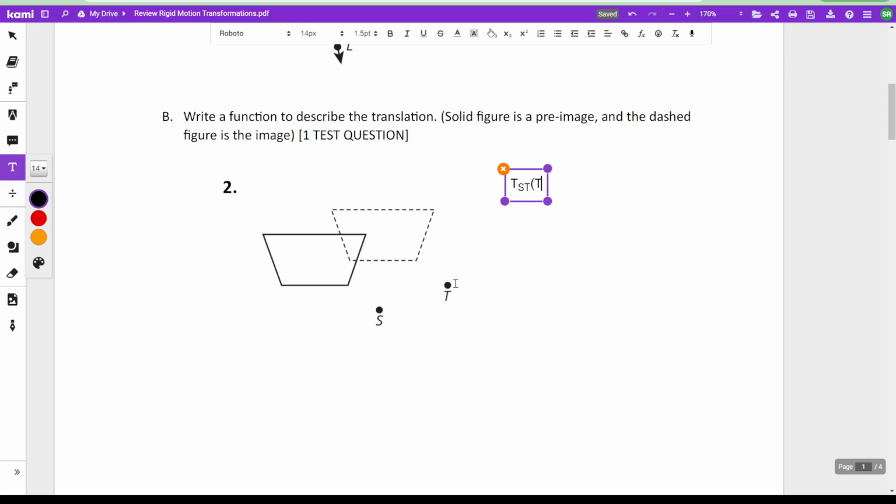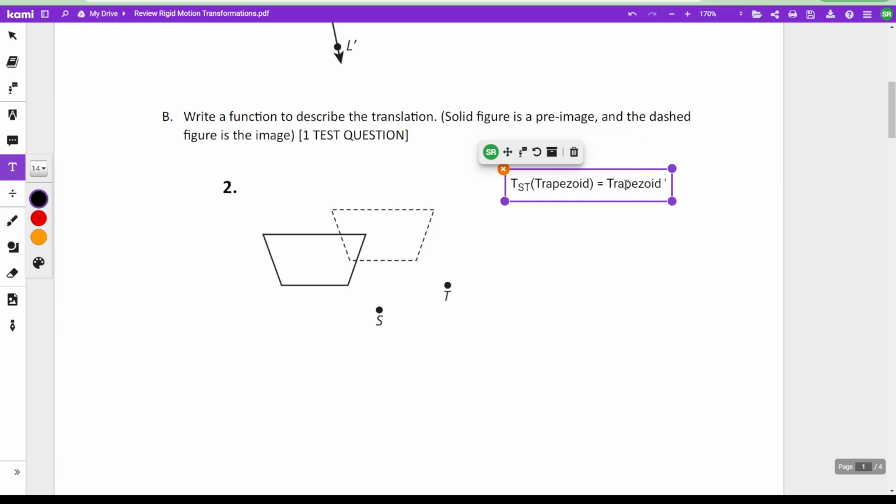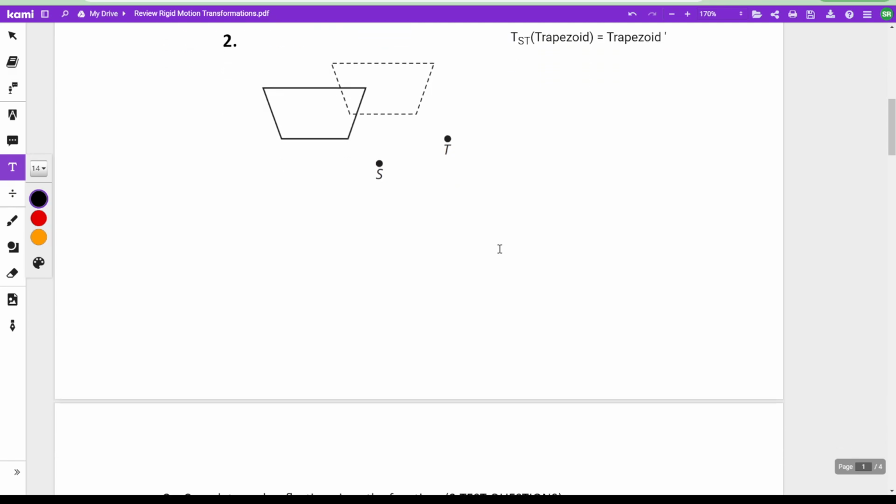What are we translating? Well, we're translating a trapezoid. Okay, and what do we get when we translate the trapezoid the distance and direction of ST? Well, we get a new trapezoid, or in other words, we get trapezoid prime, right? The apostrophe up at the top means new, okay? And that's the prime. So if we translate the trapezoid the distance and direction of ST, we get the new trapezoid, trapezoid prime.